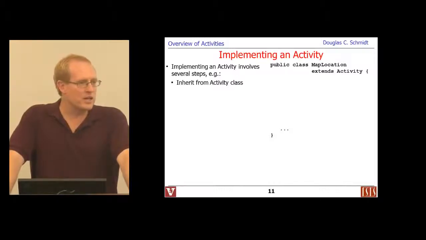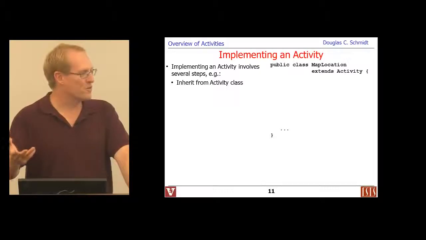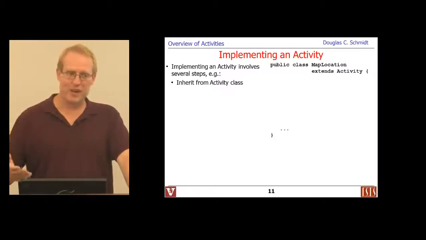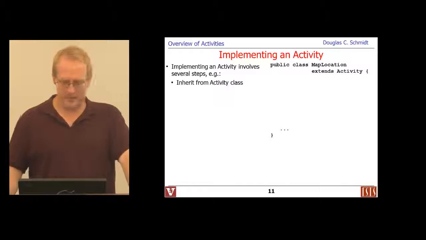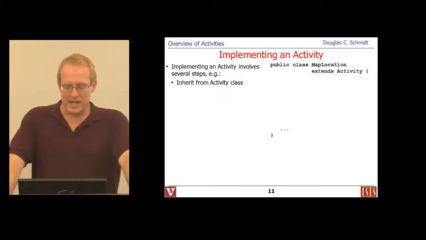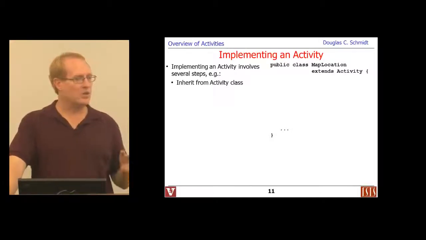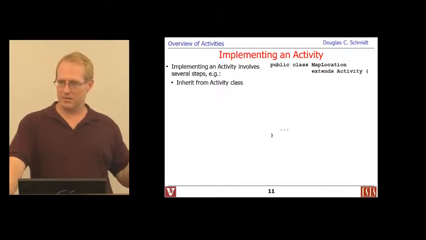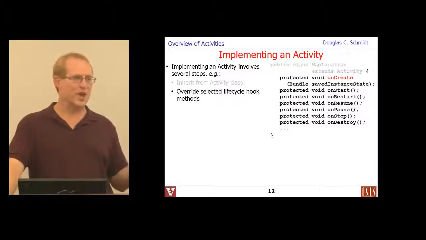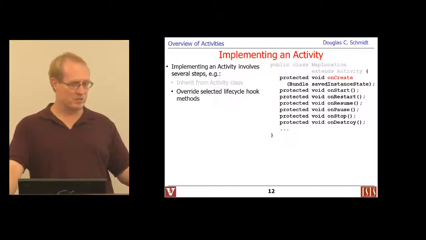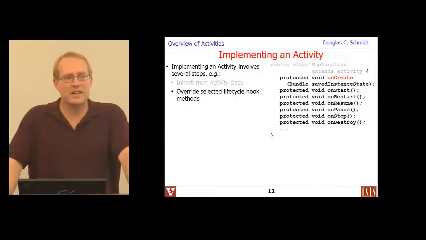So the first thing that you do is you typically inherit from the activity class, either directly or indirectly. Your first assignment will actually have you inheriting indirectly from activity for reasons that will become more clear in a minute. For debugging purposes. And so you might say, I have a class called myLocation, and it extends activity. And then you come along and you override, using inheritance and dynamic binding features in Java, which are just like the ones in C++ in this respect, selected lifecycle hook methods. We'll talk a lot more in just a minute about what a lifecycle hook method is.